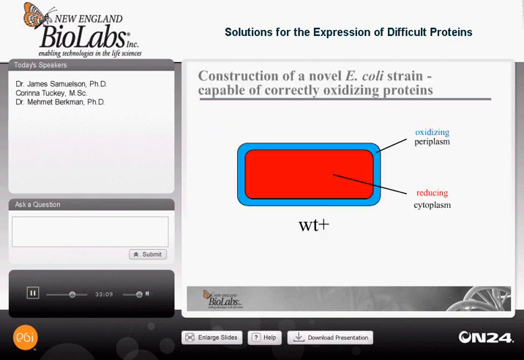So how did we engineer this? Here's a brief schematic showing you how the SHuffle cells work. In blue, you can see the oxidizing periplasm, which is much smaller in volume and limited in energy as it has no ATP and no chaperones compared to the cytoplasm. However, the cytoplasm is reducing and will not tolerate disulfide bonds. And what we have done is genetically engineered the strain to have a diminished reducing potential, such that the cytoplasm is now both oxidizing and reducing. And we have co-expressed an isomerase chaperone, which further increases the fidelity of disulfide bonded proteins.